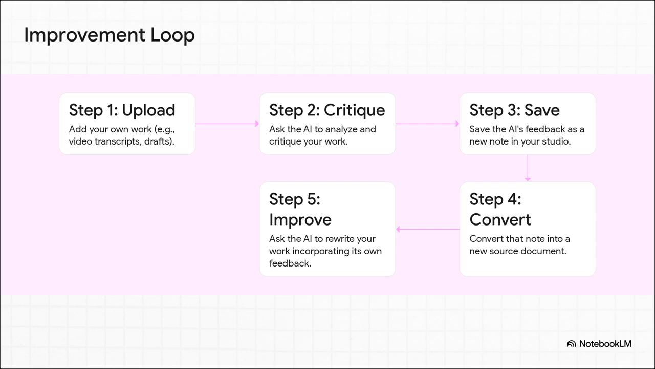Step 3, you save that AI feedback as a note. Now, step 4 is the magic trick. You convert that note into a new source. So now the AI's own critique is part of its knowledge base. Finally, step 5, you ask it for an improved version, telling it, okay, now rewrite my script, but incorporate all that feedback you just gave me. You have essentially taught the AI how to coach you to be better.